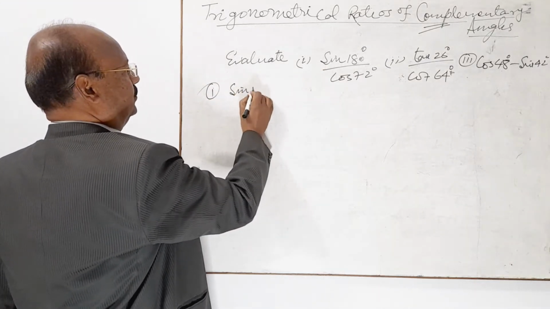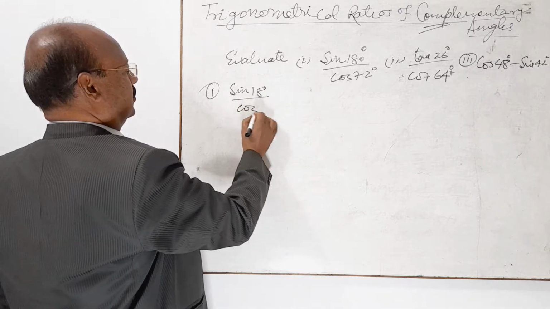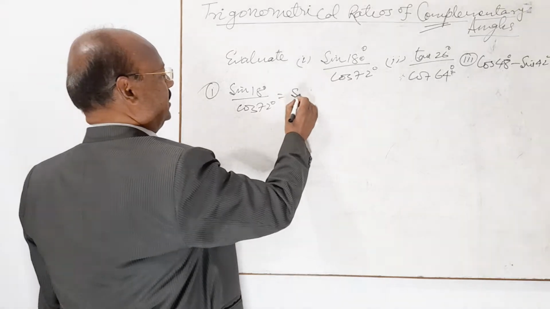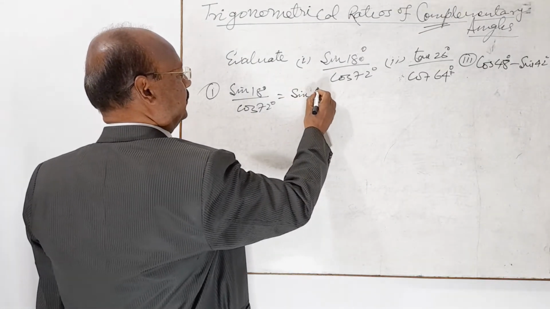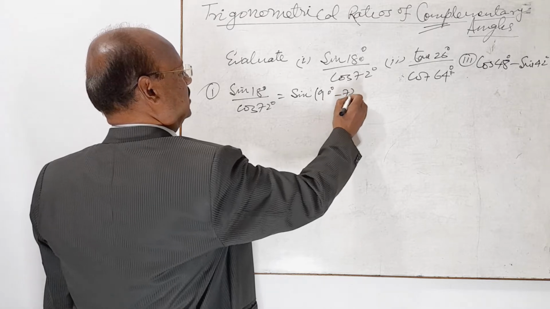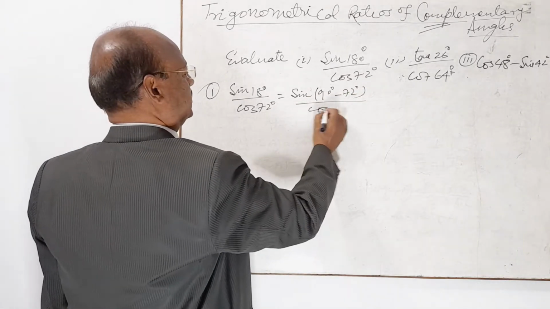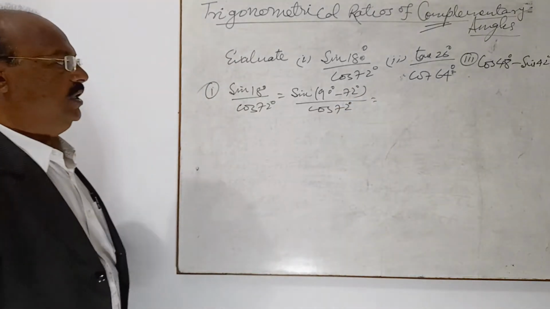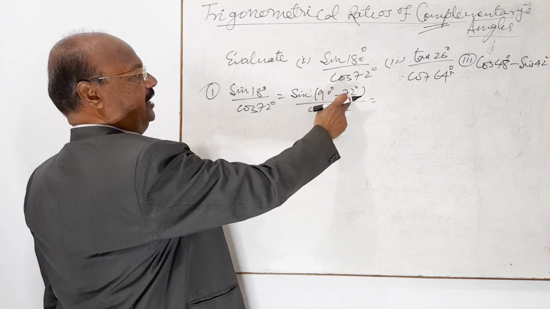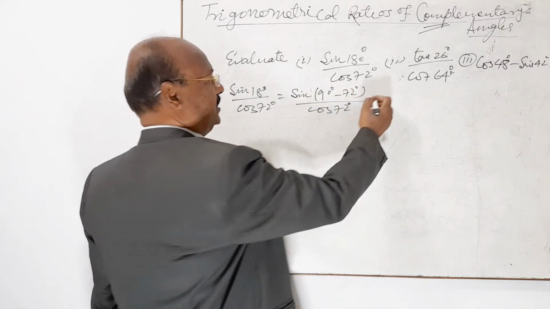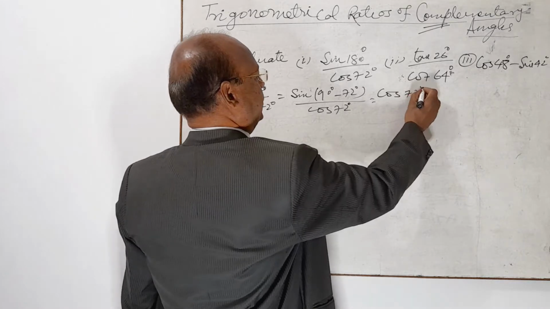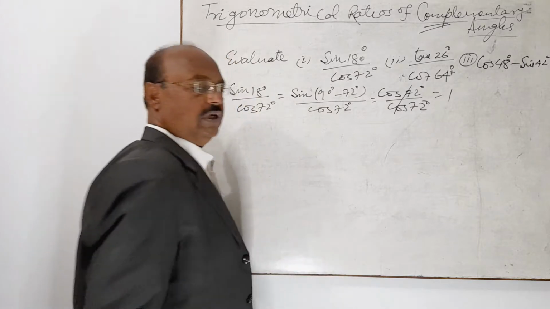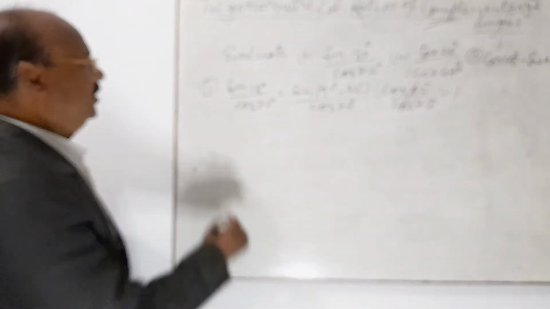This is sine of 18 degrees by cos of 72 degrees. This sine 18 can be written as sine of 90 degrees minus 72 degrees, and this is cos of 72 degrees, as just now we have seen the formula sine of 90 minus A is equal to cos A. So the numerator is cos of 72 degrees, the denominator is cos of 72 degrees, and this is equal to 1. Very simple. Second question.